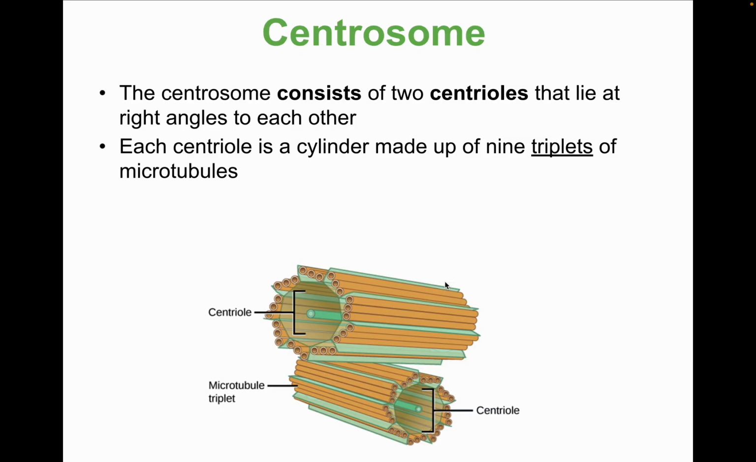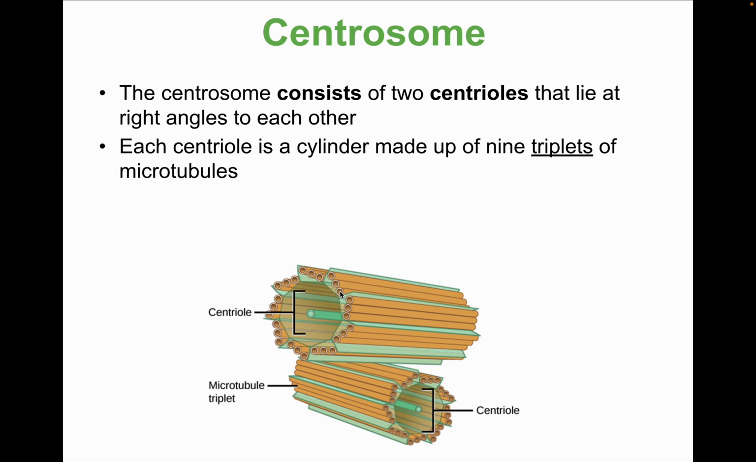So let's talk about centrosomes. Centrosomes are present in animal cells. They consist of two centrioles, which are shown below. These two little twister-looking, like the candy twister-looking segments. They lie at right angles to each other, and each centriole is a cylinder made of 9 triplets of microtubules, which microtubules are again cytoskeleton.